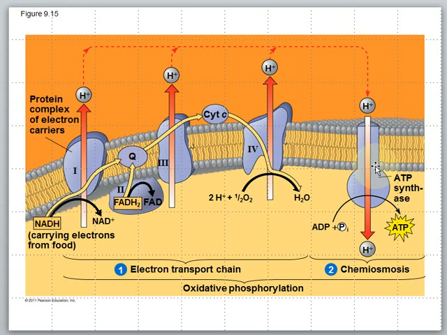This protein is like a little machine. The power of them traveling through allows that little machine to phosphorylate ADP. In other words, add another phosphorus group, and that creates ATP, adenine triphosphate. So this part is the electron transport chain. This part is the chemiosmosis. All together, that's called oxidative phosphorylation. The oxidative part means we have redox reactions going on. The phosphorylation is the addition of a phosphorus group to ADP, creating ATP.